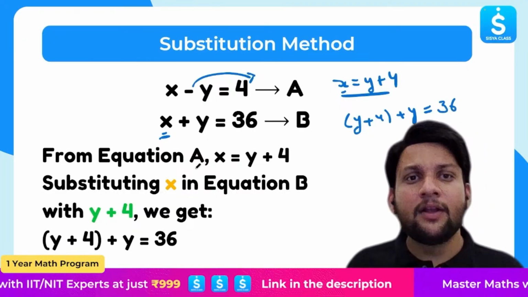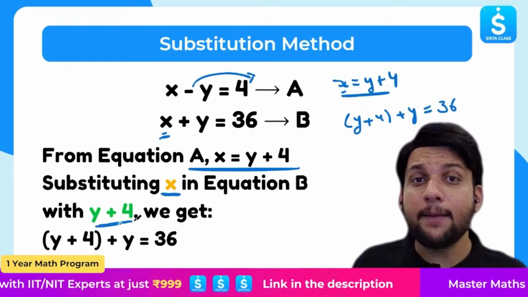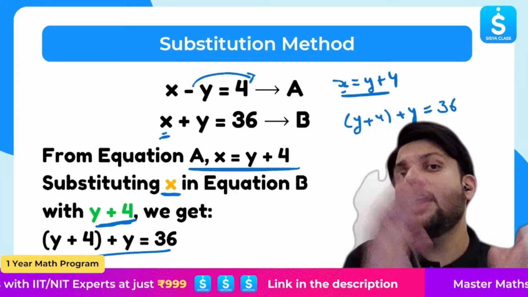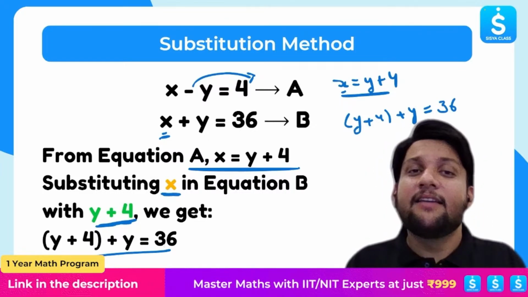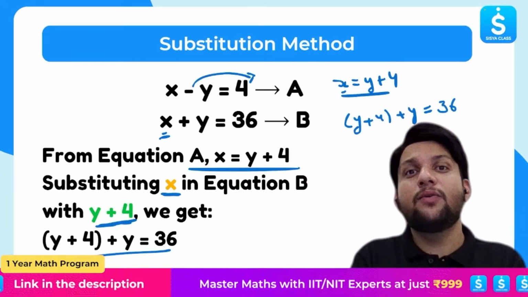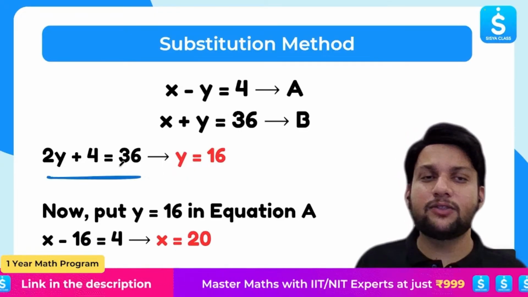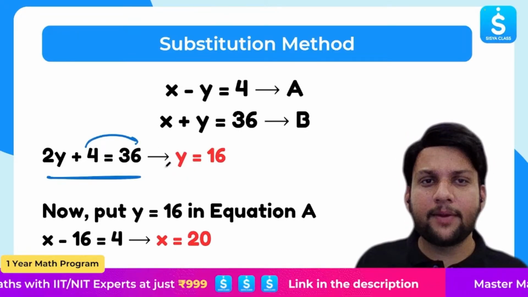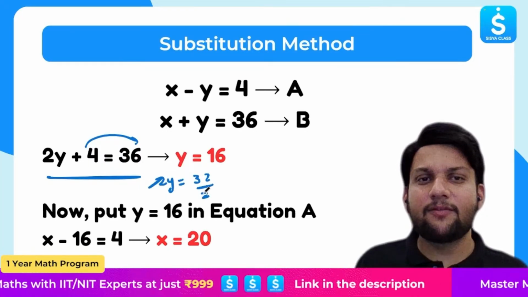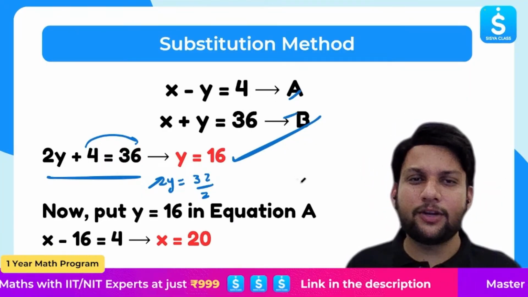See, that's what is written here. From equation A, x equals y plus 4. If we substitute this x in equation B with y plus 4, we'll get y plus 4 plus y equals 36. Clear? Again, I'll tell you the strategy. The strategy is very easy. We'll find the value of one variable from one equation and substitute that value in the second equation. So once we have found 2y plus 4 equals 36, 4 will go to the other side. What will it become? It will become 2y equals 32. The 2 goes here. What is 32 by 2? y equals 16. Once we have found the value of y, put it in any of the equations we want. Let's put it in equation A.